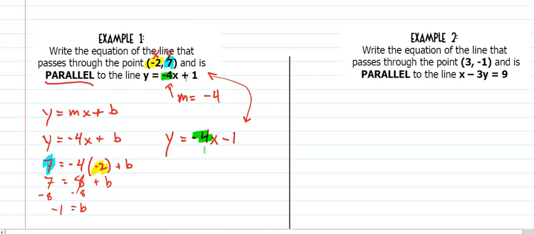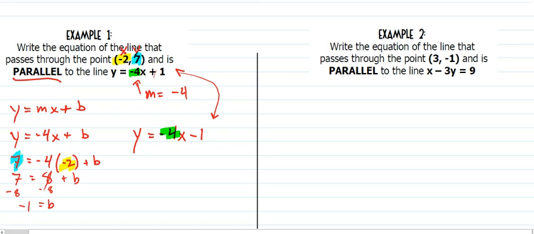Let's do another example. Example 2. Same idea. Write an equation that passes through a point, 3, -1, and it's parallel to that line. Well, this one's not in y equals mx plus b form, so let's make it into y equals mx plus b form. You know what? I'm actually going to pause the video, see if you can finish this one out on your own. Not the whole problem, but just put it into slope-intercept form. Go.